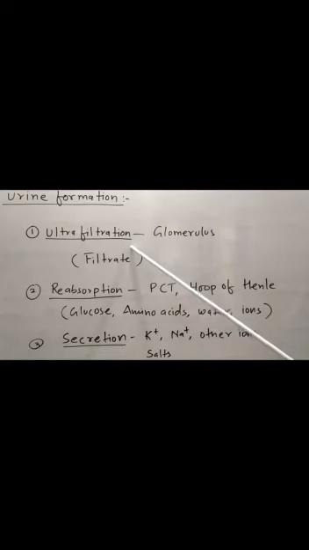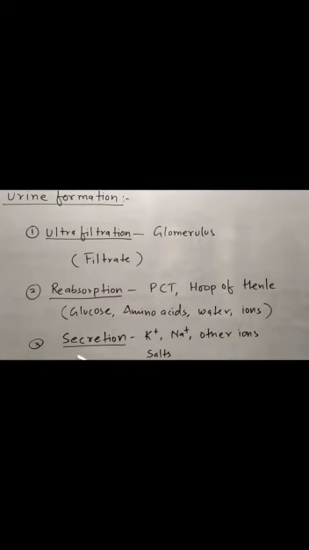First is ultrafiltration, done in the glomerulus, and after ultrafiltration a solution is released out. This is called filtrate. This is not waste or urine, because in the filtrate waste materials and other important substances are present. Now the second step is reabsorption, performed by the PCT and loop of Henle, and the major reabsorbed substances are glucose, amino acids, a huge amount of water and ions. These are the important substances reabsorbed by the PCT and loop of Henle.